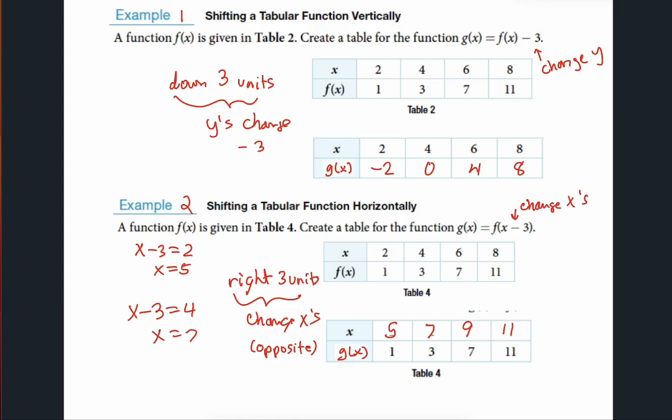And if we were to plot these points on a graph, this original set of points would go down 3 units, if we saw that. This set of points would go to the right 3 units. So the Y's are a little nicer. They kind of do what you expect. The X's are a little funky. They do the opposite of what you would expect. It does the opposite of what's in there. And it's kind of about order of operations. It's about a mixture of things as to why that happens.